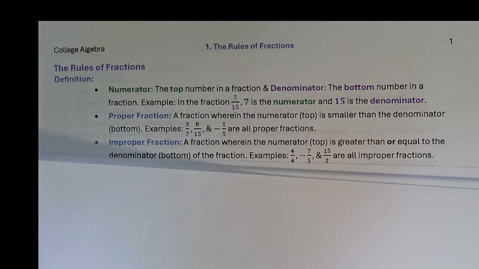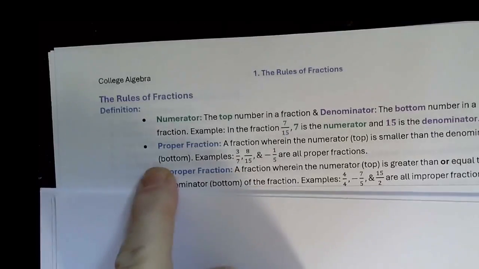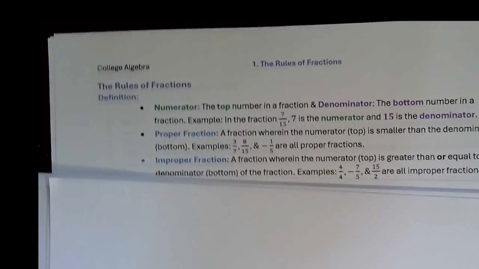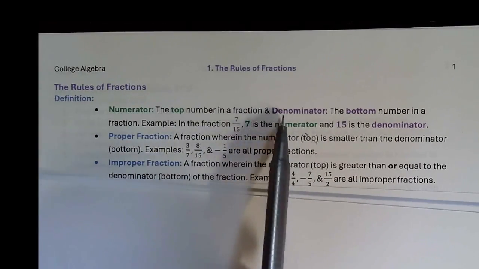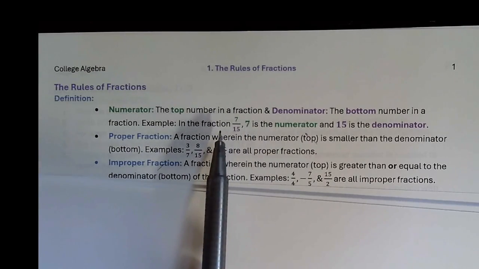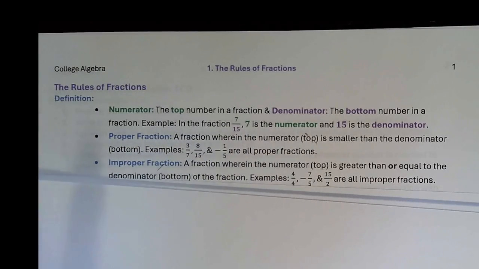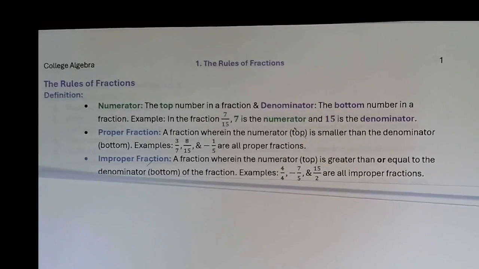The first thing we're going to look at is actually not college algebra, but it's something that we really need, and that's fractions. So, the first thing, the top number in a fraction is the numerator, and the bottom number is the denominator. So, in the fraction 7 over 15, 7 is the numerator, 15 is the denominator.